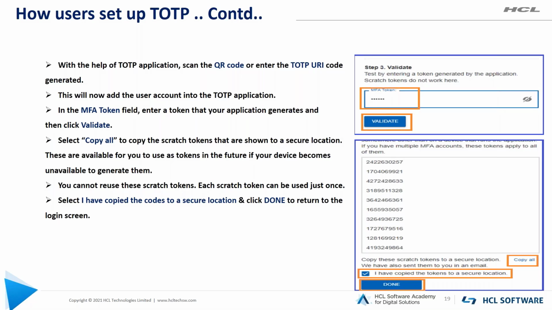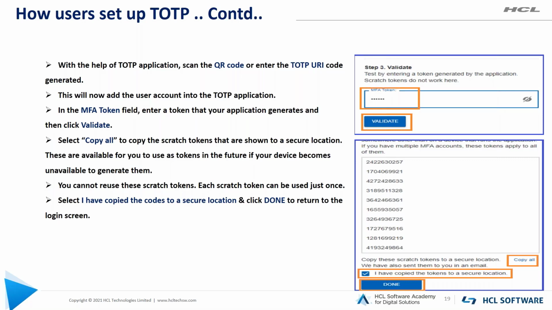With the TOTP application on your mobile device or computer, you can either scan the QR code or enter the TOTP URI which was generated in the previous step. This will add the user account into the TOTP application. So your account is now added and you can generate a token from your TOTP application.